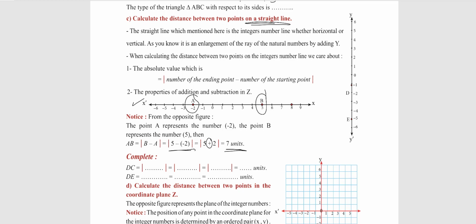If we want after that to determine the length DC, on the ray that has DC, here on this ray we don't have a point for C. We will determine it here. Say that this is C. If we want to get the length of DC, that equals C minus D.